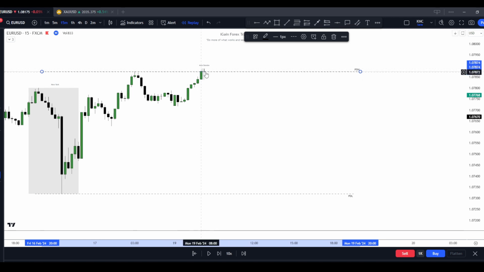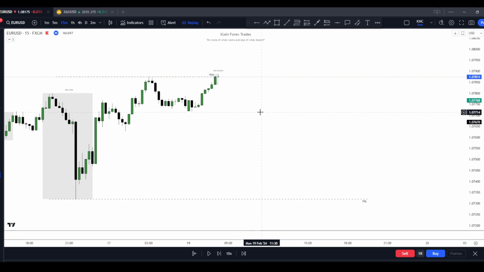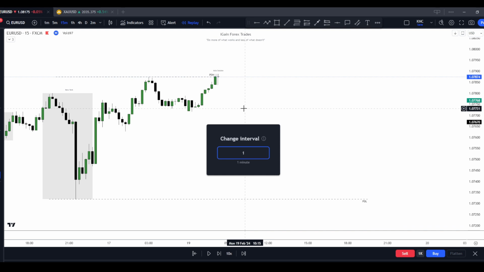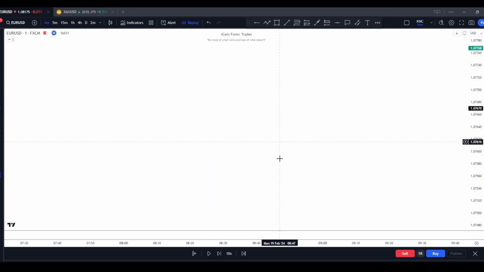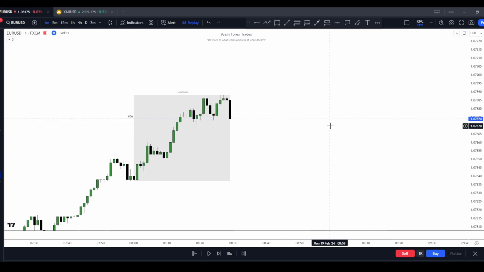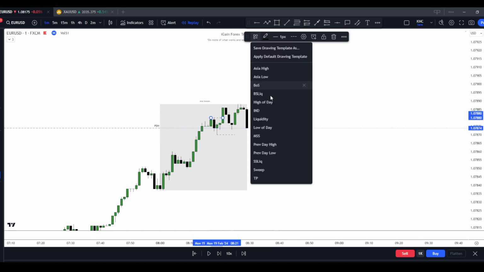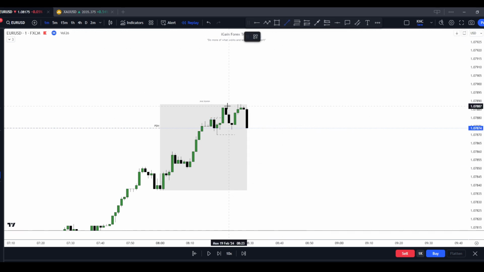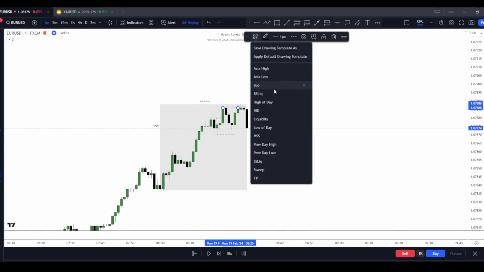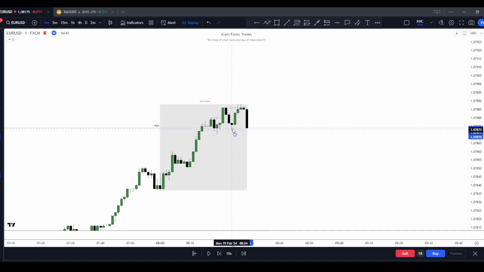Okay, so we are now in our Asia session here. So the next thing we do, we go down to the 1 minute time frame to look for a confirmation entry. So we wait for a market structure shift to happen. So this is the low. Then we have here this sweep, and then we have here another sweep. So this will be our point of market structure shift.